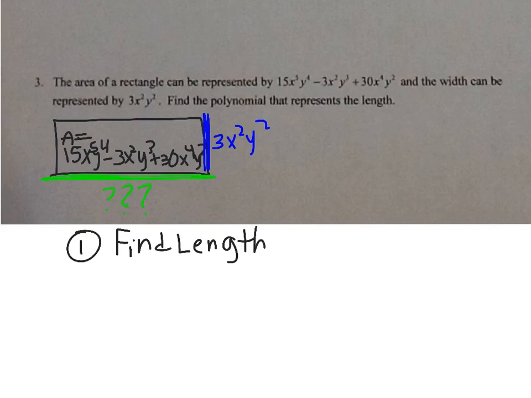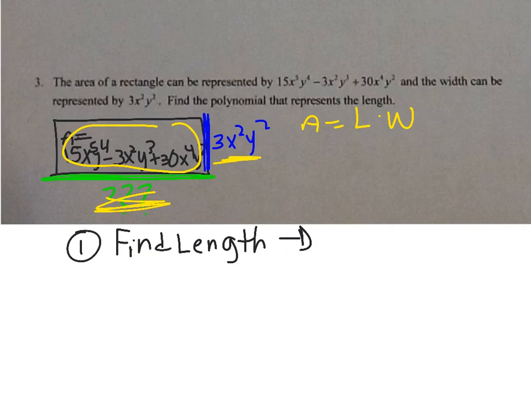Now, how are we going to do that? How are we going to find the length? So think about it. In order to find the area, we do length times width, correct? Right, we do length times width. But I already have the area. So normally I would do this times this to get the middle.